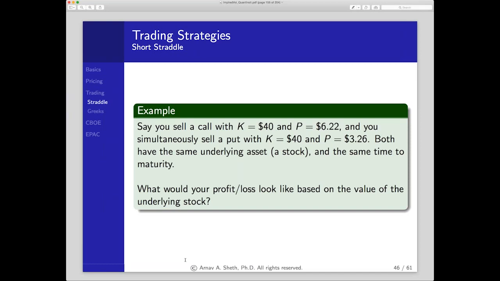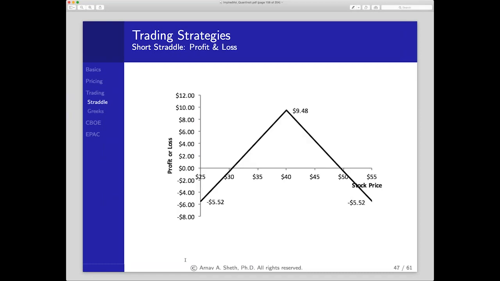I'm just going to go through a quick example with a few numbers here. Let's say you have an underlying stock that's trading at 40, so you sell an at-the-money straddle, so you simultaneously sell a call and a put with strike price of 40. Now I put the prices in there. These are fictitious prices, not real. And what does the profit and loss look like based on the value of the underlying stock? So here I have a few stock prices on the horizontal axis, 25, 30, 35, all the way up to 55. And you can see that if the stock at expiration remains at 40, in other words, there is no fluctuation in the stock price, you stand to gain $9.50.